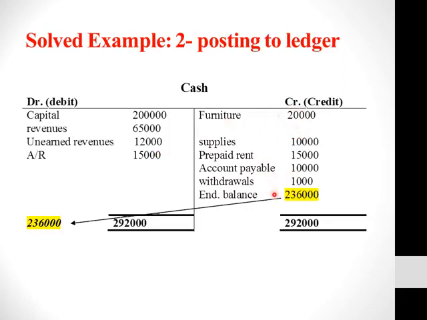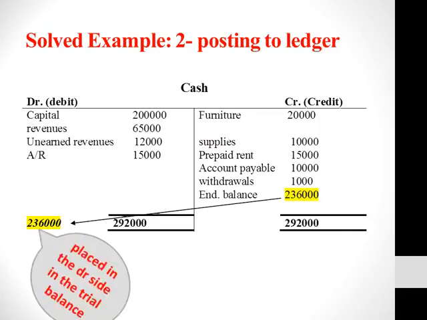Then you need to calculate the balance, and we have discussed this before. We said that we calculate how much the debit side has, how much the credit side has. Then we subtract each side and place the balance within the greatest side, like this. And of course, this balance will appear in the debit side within the trial balance.